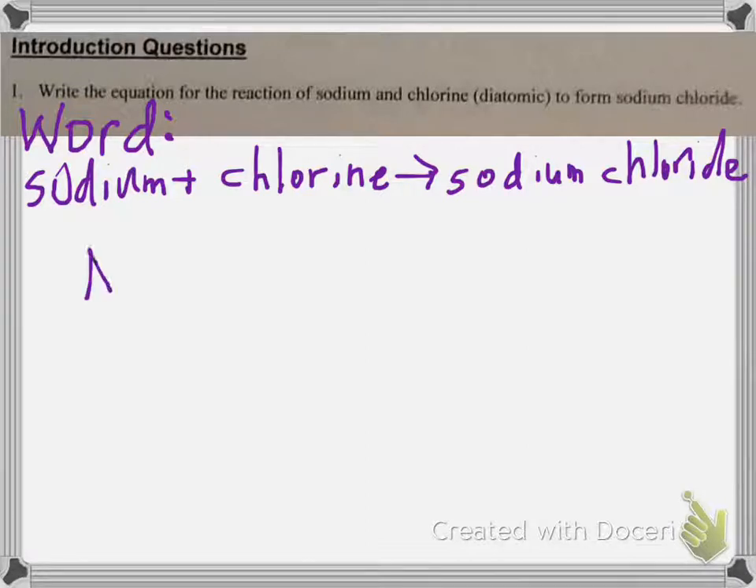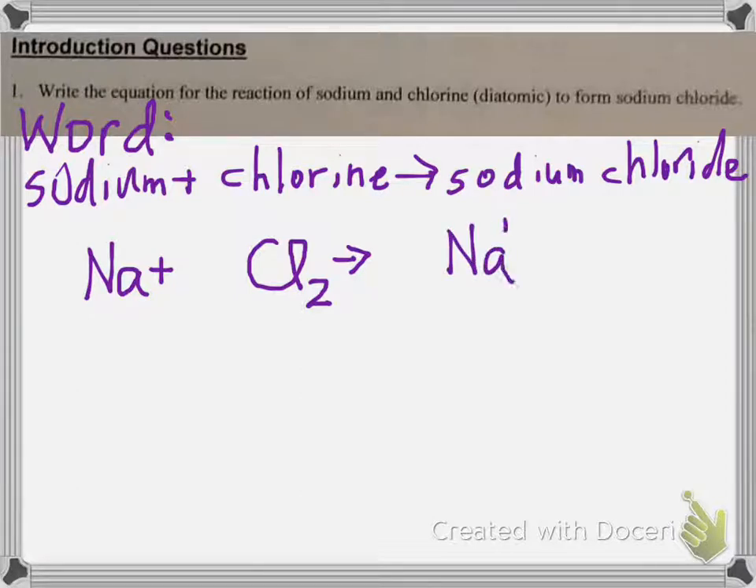So our symbol for sodium is Na. Chlorine, it reminds you here that it's diatomic. We know it's diatomic because it's part of Dr. Brinkelhoff. And sodium chloride is an ionic compound, so our symbols and charges, crisscross, lowest whole number ratio.